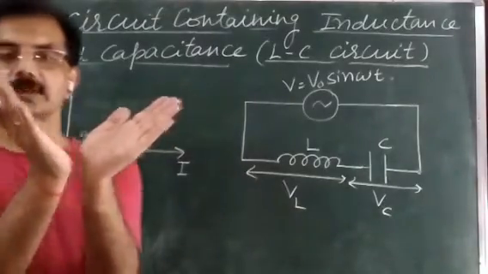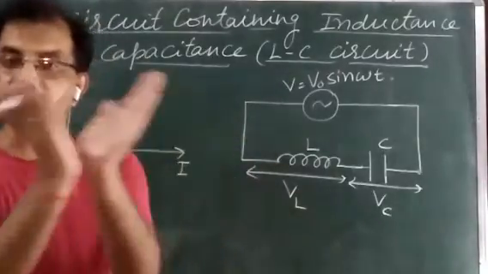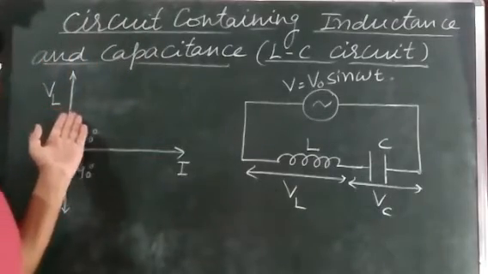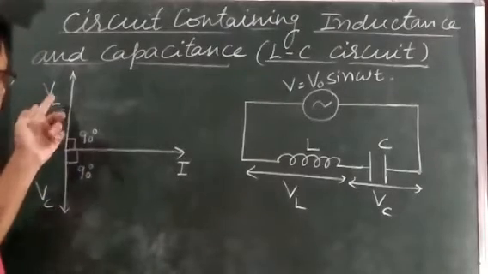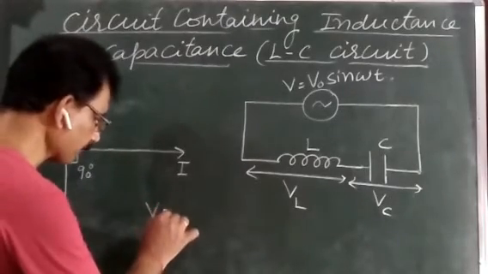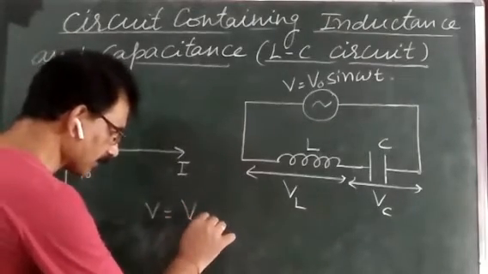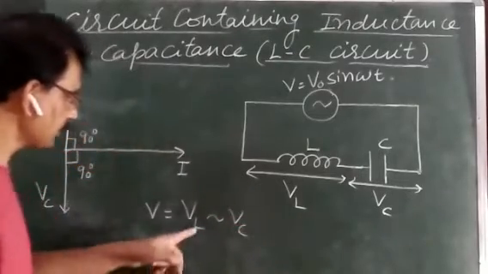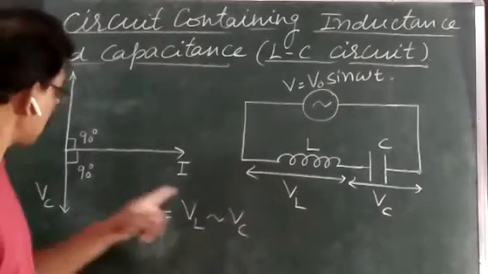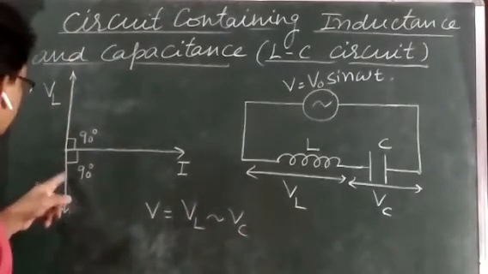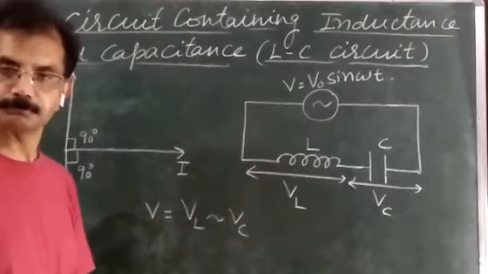If two vectors are opposite to each other, then their resultant vector is equal to the greater vector minus the smaller vector. Since you are not sure which one is more, whether VL is more than VC or VC is more than VL, you can write the applied net voltage V is equal to the difference of these two, VL difference VC. If VL is greater than VC, you take VL minus VC, and if VC is greater than VL, then you take VC minus VL. It means the applied voltage V is equal to VL difference VC.